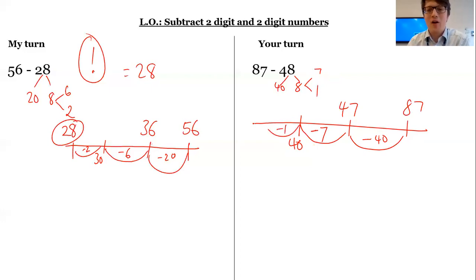So pause the video now. What is the final answer to this calculation? Hopefully you've got it. 40 subtract 1 is 39.